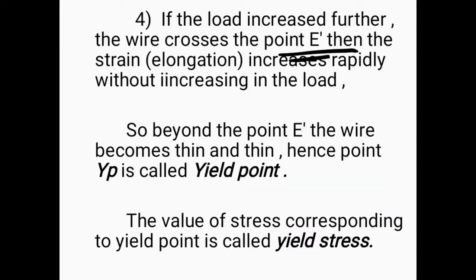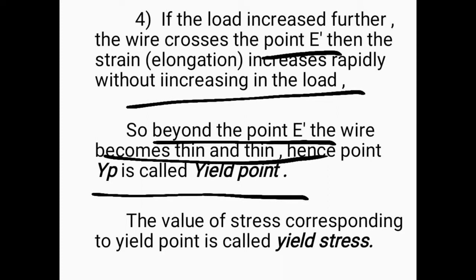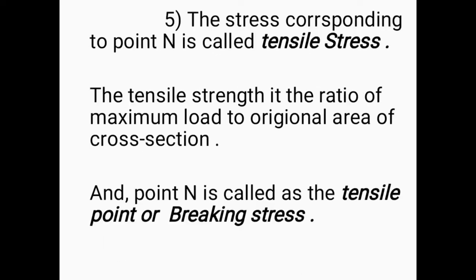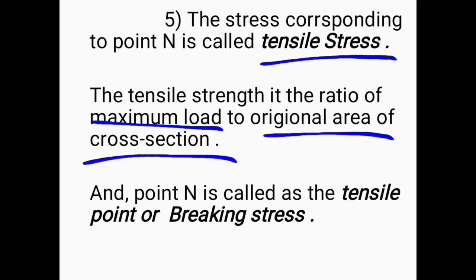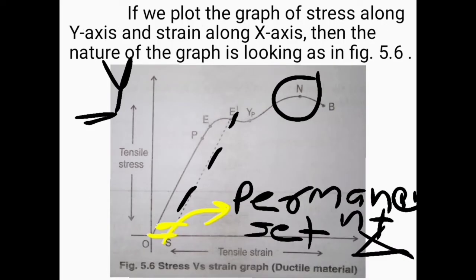See here, that is point E dash. There is elongation without increasing load. So beyond the point E dash, the wire becomes thin, thin and thin. Hence, point YP is the yielding point. The value of stress corresponding to the yielding point is the yielding stress. I have already explained what point N is. Point N is the tensile stress. The tensile stress is the ratio of maximum load to the original area of cross section. And point N is called the tensile point or breaking stress. Until now we have studied the fifth point, and the last point is the breaking point. See in the graph, this is the point B, which is the last point in the graph.